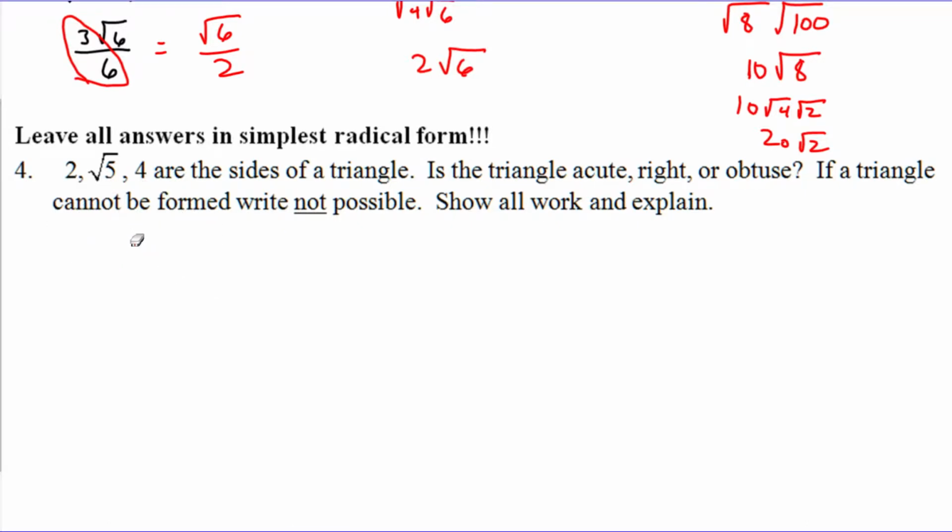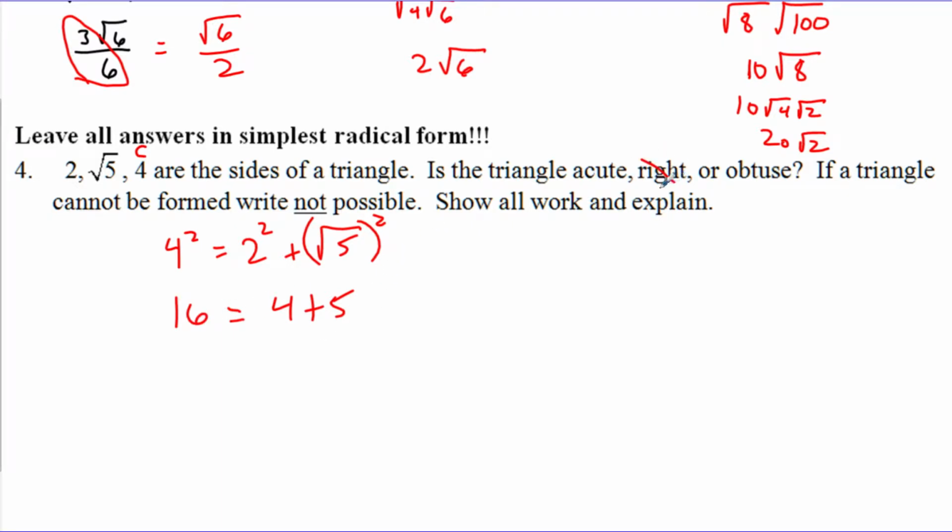So now the question is: is it acute, is it right, or is it obtuse? The way to figure that out is to check whether the biggest side, C, in this case 4, is equal to the other two sides in the Pythagorean theorem. So I'm going to say, is 4 squared equal to 2 squared plus the square root of 5 squared? In this case, is 16 equal to 4 plus 5? It's pretty obvious that 16 is not equal to 4 plus 5.